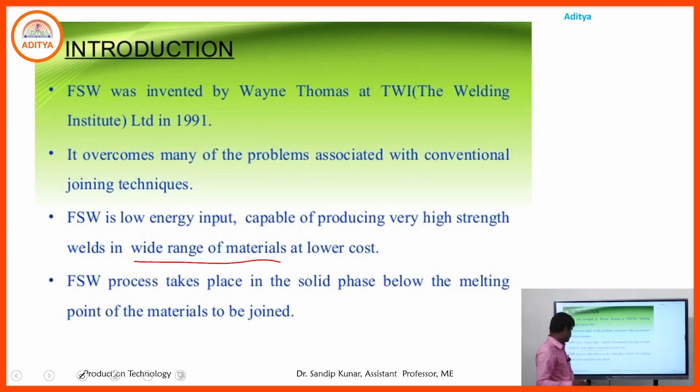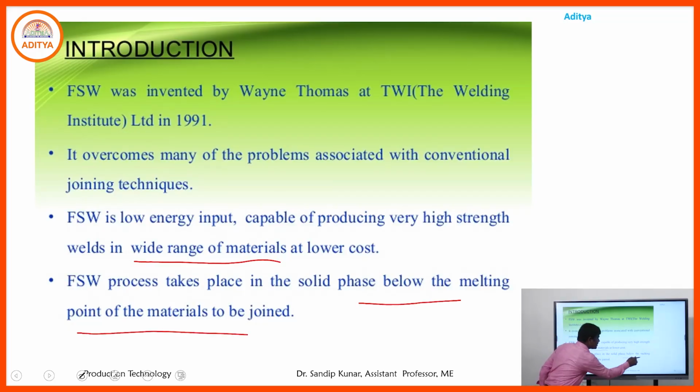It can also weld a wide range of materials at low cost. The friction stir welding process is a solid state welding process, and the welding is done below the melting point of the parent metals. We do the welding below the melting points of the parent metals.